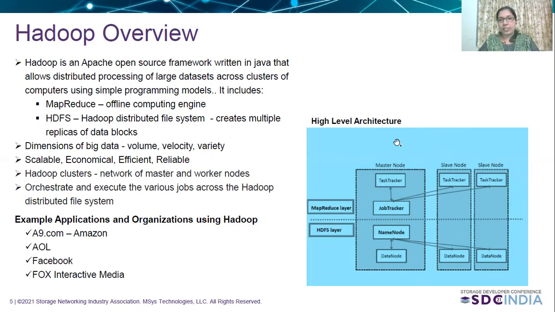This is the high-level architecture of Hadoop, where it has a master node and multiple slave nodes. The master node is assigned with job tracker and name node, and it can be assigned with task tracker and data node as well. In case of a slave node, it can be assigned with task tracker and data node. And again, it can be split into the MapReduce layer, which takes care of all the jobs and tasks, and HDFS, which takes care of the data.